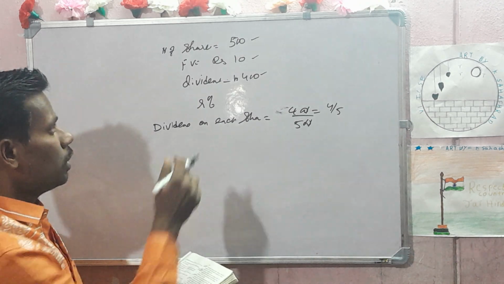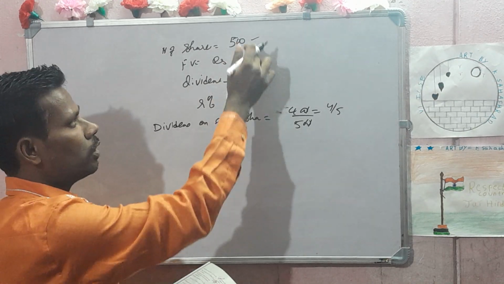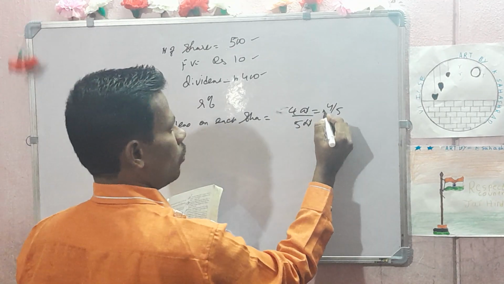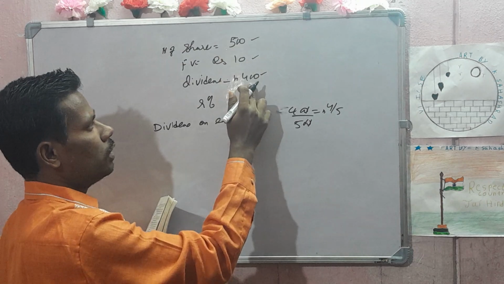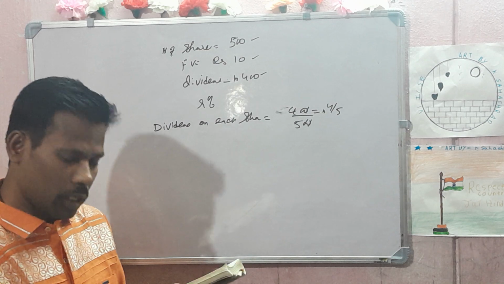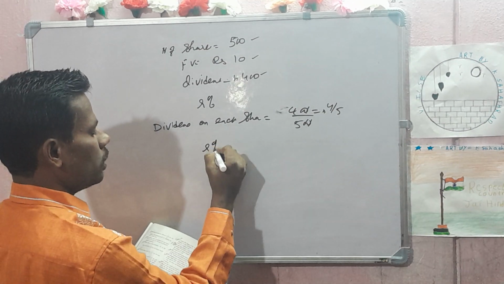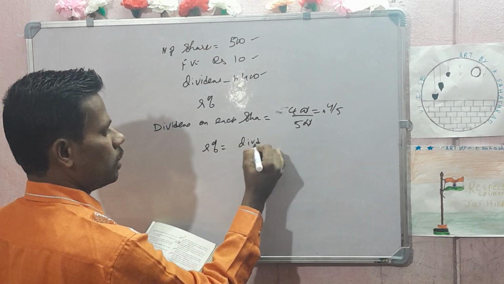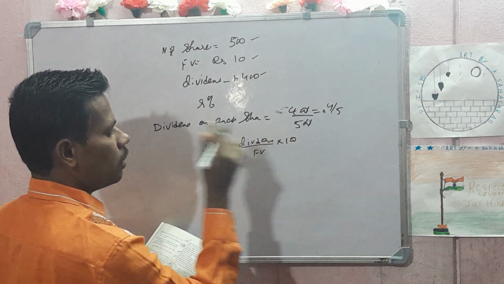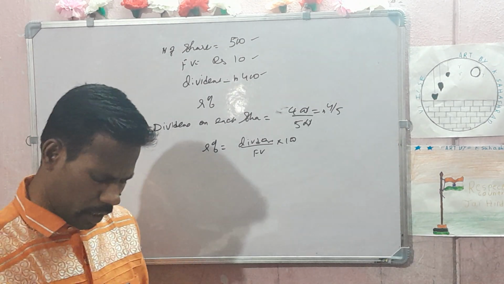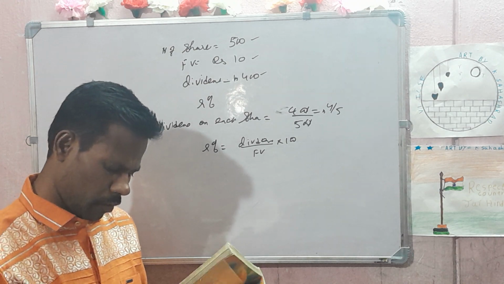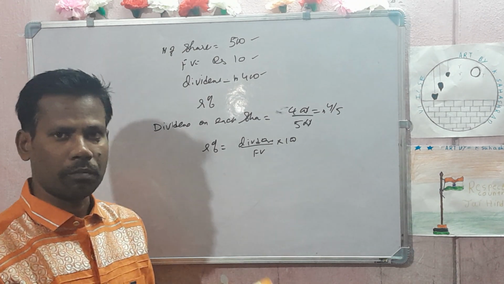So there is no confusion. Here face value is 10, dividend is 400. That means for 500 shares dividend is 400. For one share, 400 by 500, that is 4 by 5. Find the rate of dividend, that is, rate percentage, is equal to dividend by face value into 100. Here he is asking to find the rate of dividend on the shares by the company.